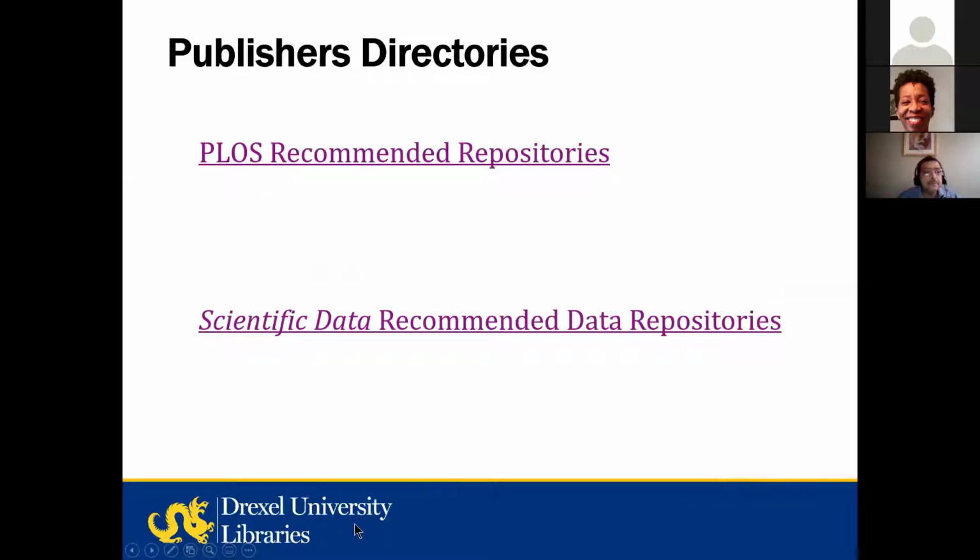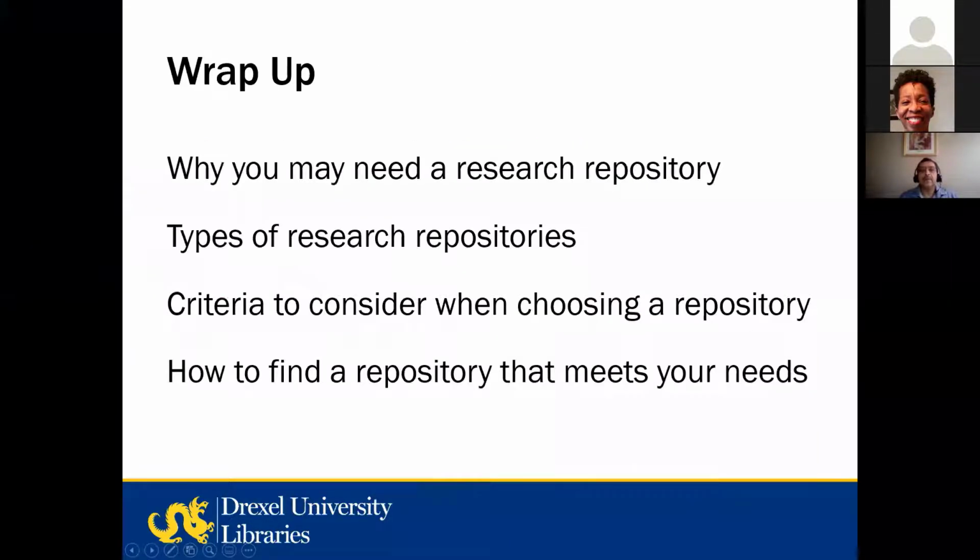So those were just a few examples of directories and registries that you can use to find repositories if they're not specified in your grant. I'm going to wrap this up. Just to say in summary, we looked at why you would need to use a research repository, types of research repositories, some criteria to consider when you're choosing a repository, and how to find a repository that meets your needs.